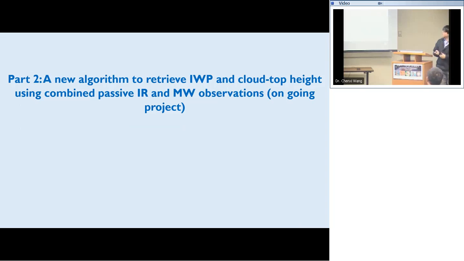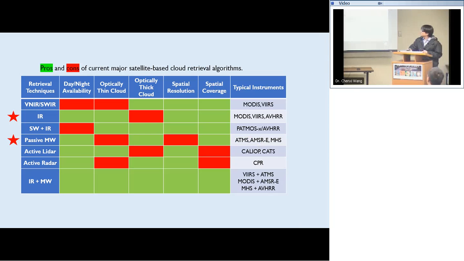Okay, part 2. This is actually an ongoing project, which uses a joint observation from infrared and microwave sensors to retrieve ice water path and cloud top heights. As I talked about before, individual instruments have their own limitations in information content. They are sensitive to different parts of clouds. If you stick with one instrument, it cannot cover the whole dynamic range of clouds. So the common sense approach is just to combine them together.